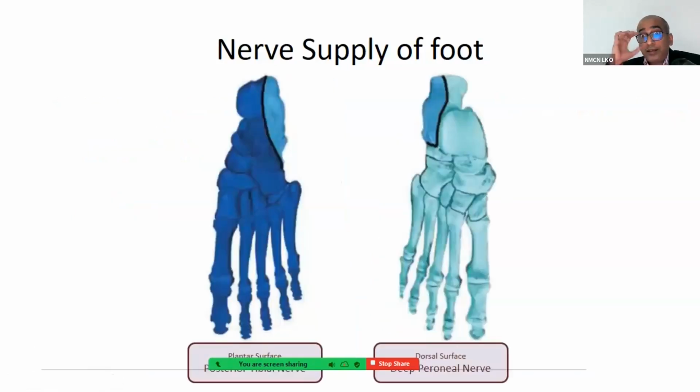Now, regarding the nerve supplying the bones, the plantar surface is basically supplied by the posterior tibial nerve, and the dorsal surface by the deep peroneal. So of all the nerves which I have already discussed regarding the sensory supply, 2 of them are supplying the plantar and the dorsal surface.